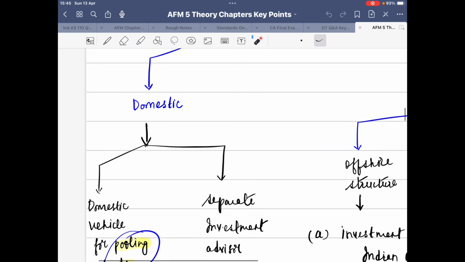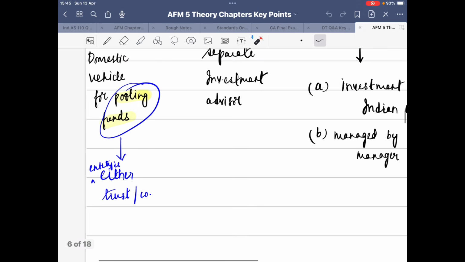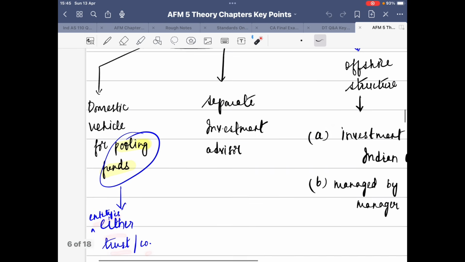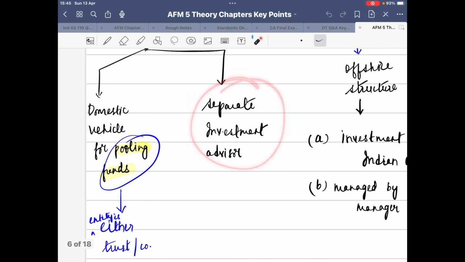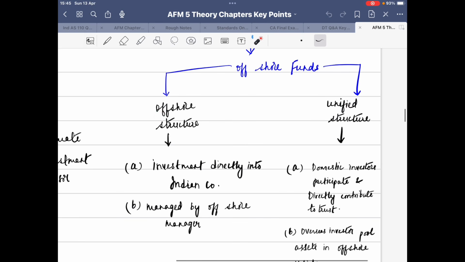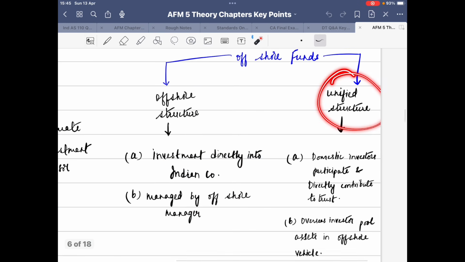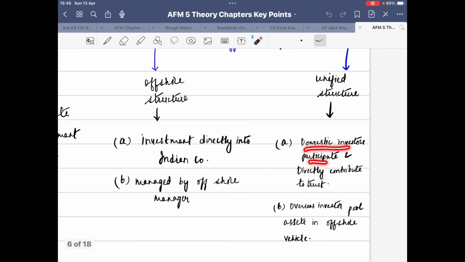Structure in India, domestic structure, domestic vehicle for pooling of funds. Entity is either trust or company. Separate investment advisor. Offshore funds, offshore structure, investment directly into Indian company managed by offshore manager. Next, unified structure, domestic investor participate and directly contribute to trust. Overseas investor pool assets in offshore vehicle.